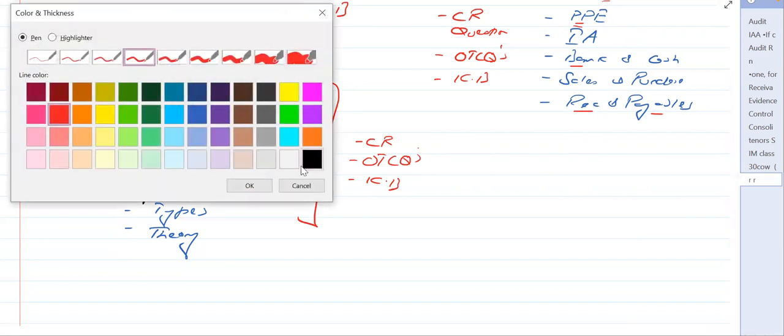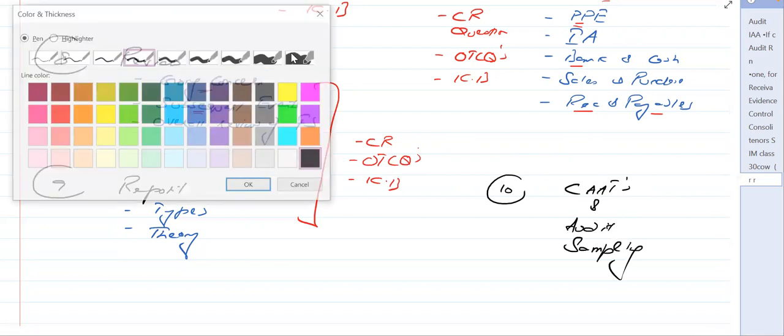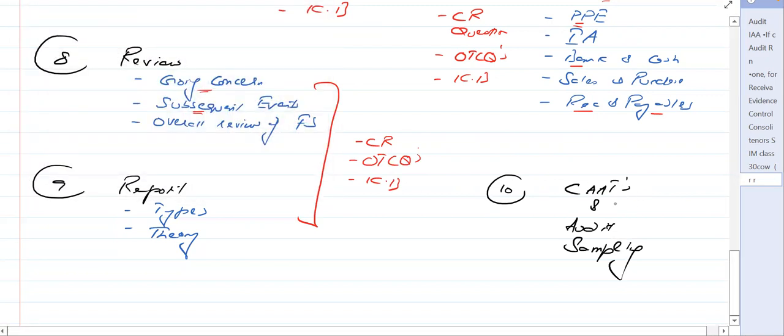Now, the last chapter is purely theory, which is computer-assisted audit techniques and audit sampling. The computer-assisted audit technique is using audit software and test data, the benefits of using the auditing software, and the benefits of using the test data. And then we do the audit on a sample basis. What is sampling risk? What is non-sampling risk? And the types of sampling, the methods of sampling, all these in chapter number 10.